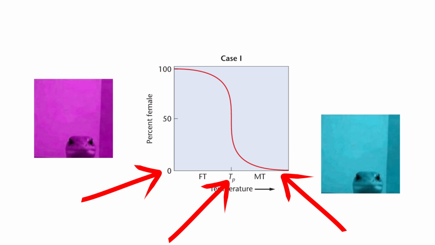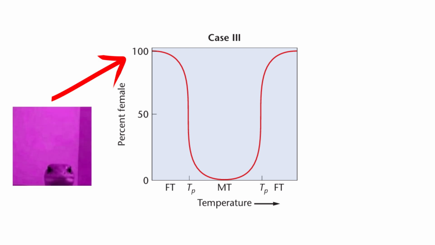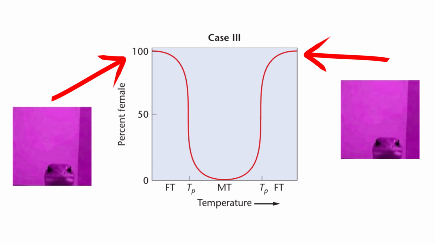In select species of crocodile, lizard, and turtle, case 3 from the textbook is exhibited among other patterns. In case 3, 100% of offspring become female at low and high temperatures, and males only gain the majority in the center temperatures.